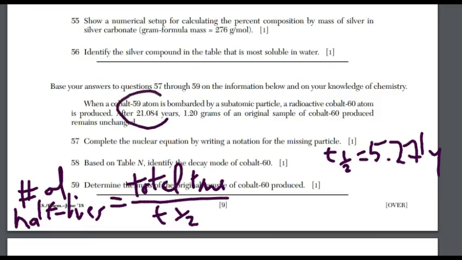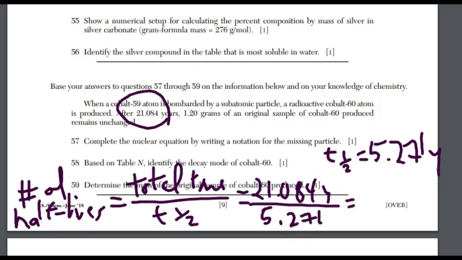In other words, we have 21.084 years divided by 5.271. And we can figure out from that how many half-lives we got, which I can pretty much see. But you know what? Let's do it the right way. Use your calculator, have it handy. Don't do it the wrong way and just say, yeah, I got it, because you might not when it comes to the test. Sure enough, when you plug it in, you get 4 half-lives.